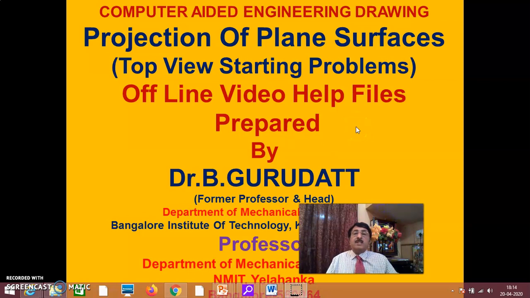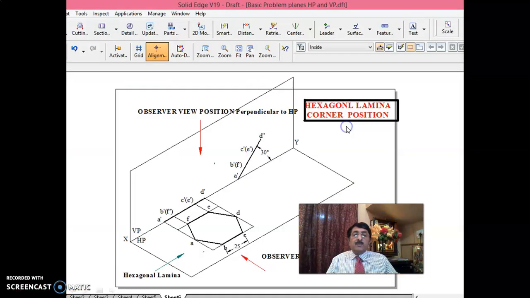This is session 8 on projection of plane surfaces. Again we'll start from the top view, hence we generalize this under top view starting problems. Please understand we are doing hexagonal lamina. So far in the earlier session, when it is edge on HP, what are the variations and what could be done for projection, we've done.